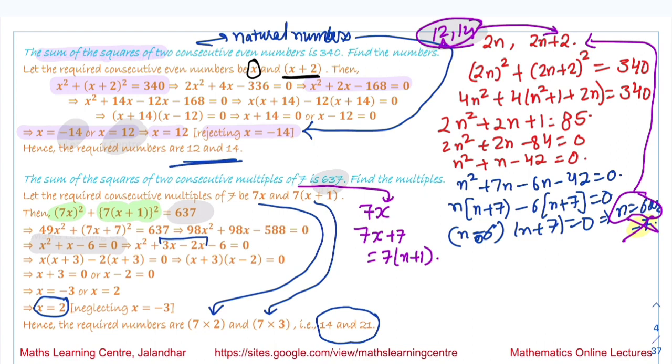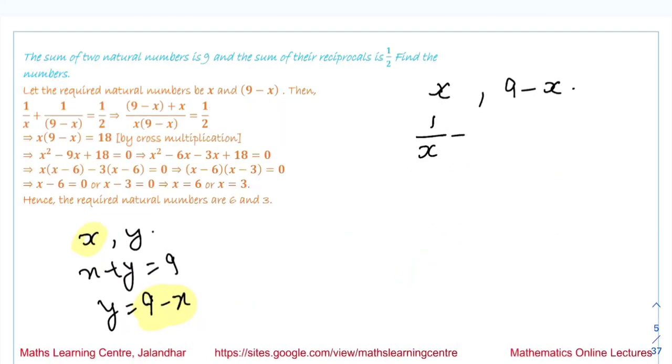So if one number is x, then the other number will be 9 minus x. They are saying if two numbers are x and y, their sum x plus y is equal to 9, then y is equal to 9 minus x. It means if one number is x, then the second number is 9 minus x. Next, it is given that the sum of their reciprocals is 1 by 2. We have to find the numbers.